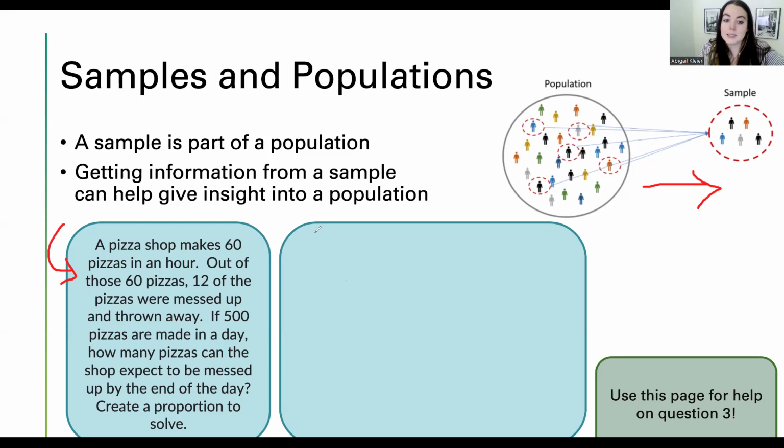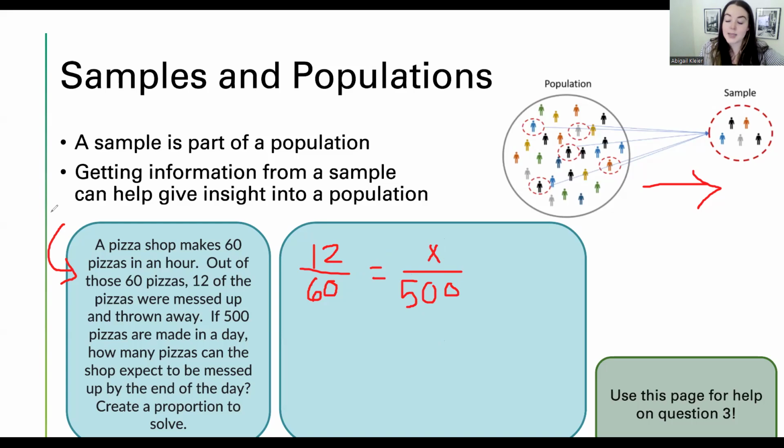So we can see a sample here. They took a sample of 60 pizzas, and out of those 60 pizzas, 12 of them were messed up. So this shop wants to figure out, well, if we make 500 pizzas in a day, how many of those are getting messed up and going into the trash? So again, finding information from the sample that could give us information and insight about the population.